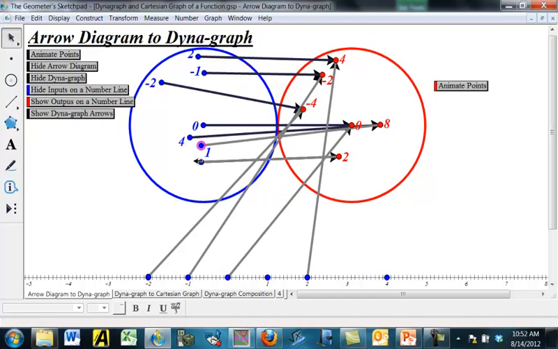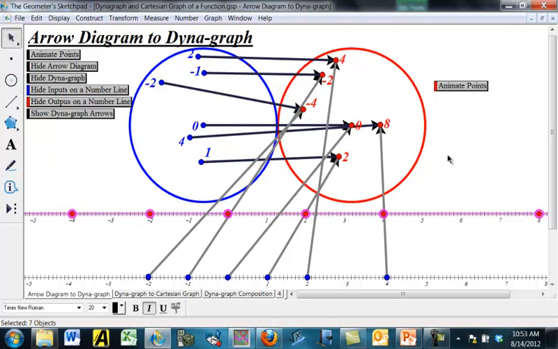Where does 4 go on the number line? Well, it's got to go over here. And 1, it's got to go here. So notice I've just taken these things, and now I've got my arrow diagram, but the stuff on the left really doesn't matter. It's the same points down here located on the number line, but they're still pointing to here.